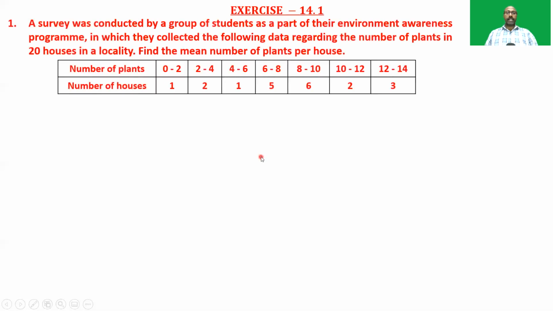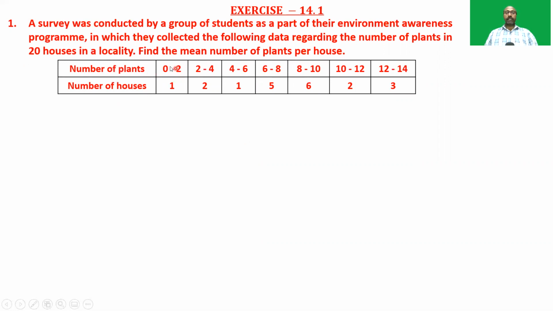So the first one is: a survey was conducted by a group of students as a part of their environment awareness program, in which they collected the following data regarding the number of plants in 20 houses in a locality. Find the mean number of plants per house. And the table is given, number of plants and number of houses.